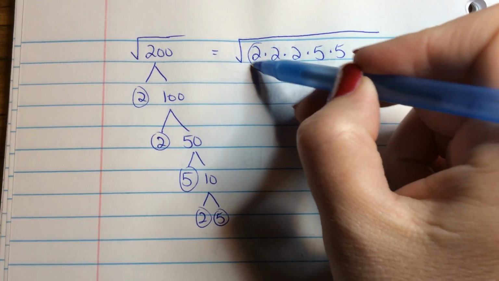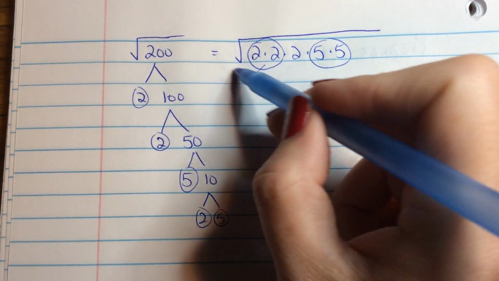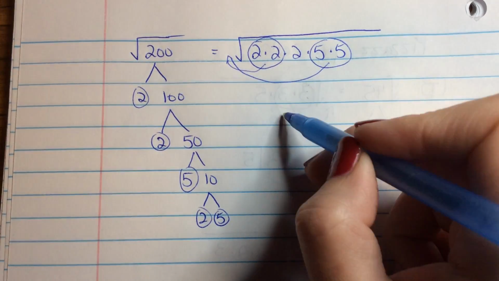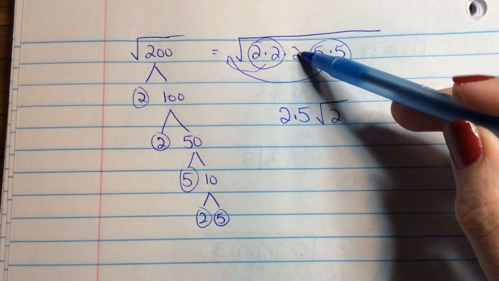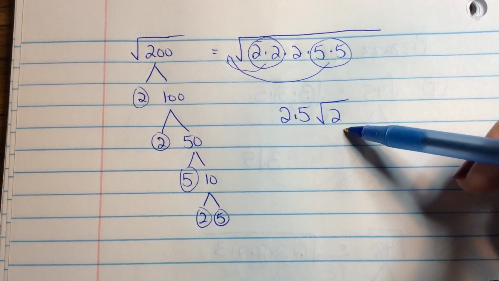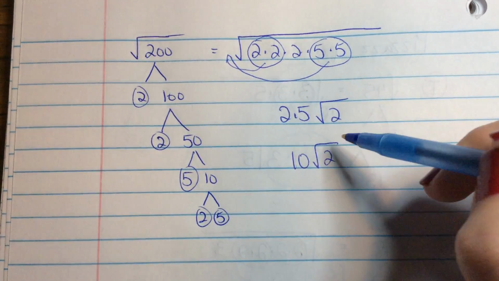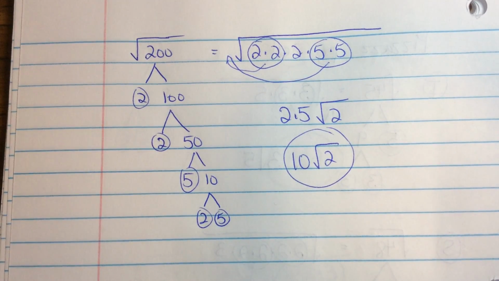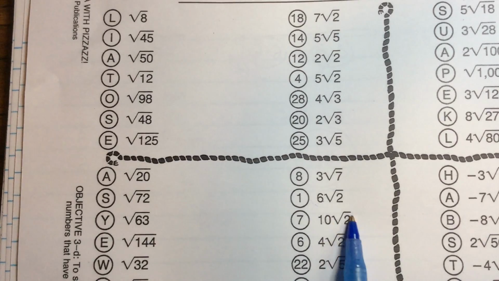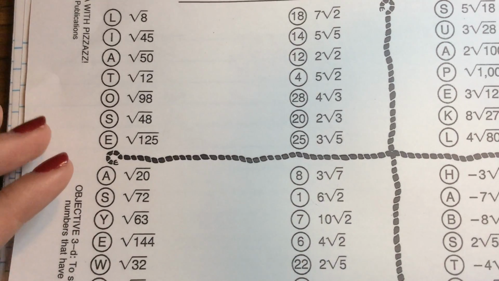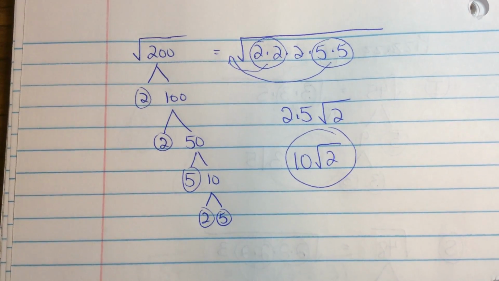And again, I'm looking for pairs here. I have a pair of 2s and a pair of 5s. So 2 times 5, and then this 2 has to stay behind because it didn't have a pair. So I really get 10 square roots of 2. Final answer. And sure enough, it's right here. So I want you to try some by yourself. And if you have any questions, as always, please ask. I'm here to help you.